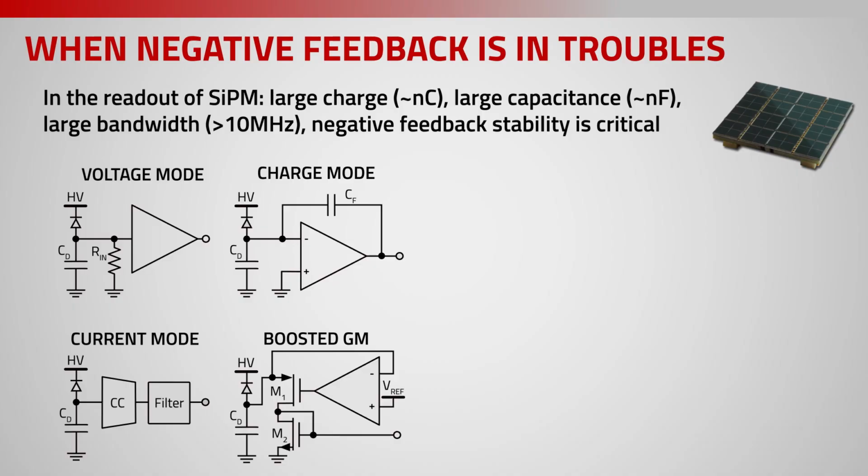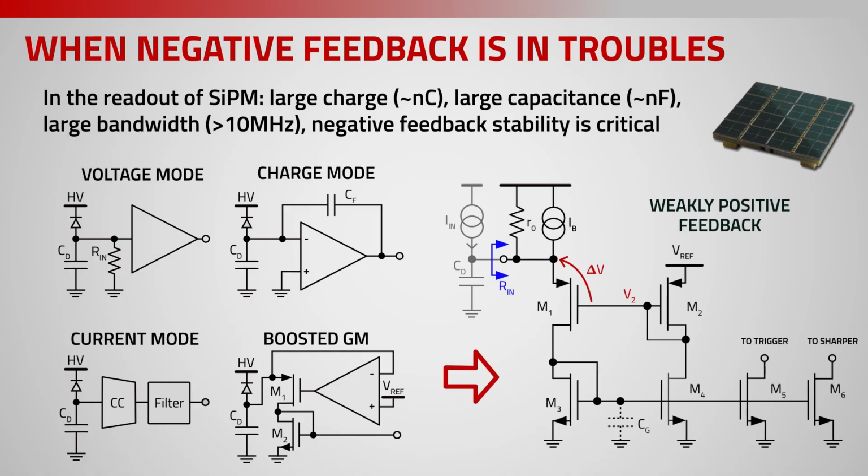There is one case when the negative feedback gets in trouble, that is when we have a large charge to collect related to a large device capacitance and large bandwidth. This is the typical case of the readout of silicon photomultiplier. In this case, negative feedback stability is critical, and we have proposed the use of a weakly positive feedback to enable stability also in these cases.